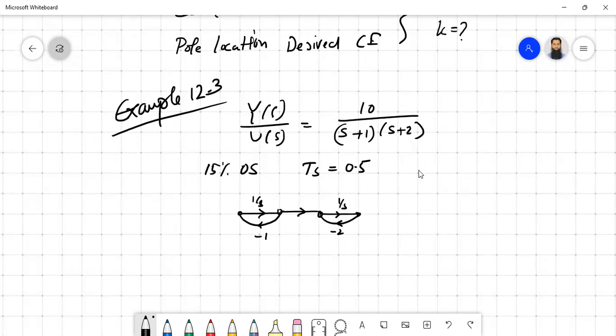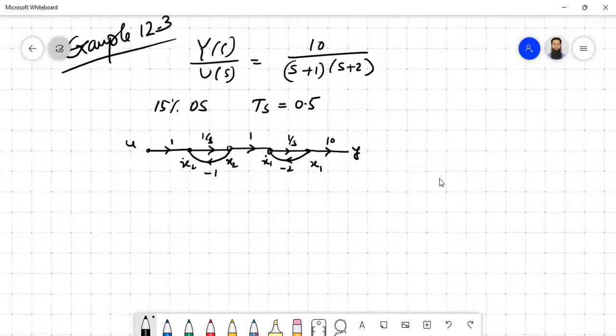Then the output is 10 times the first phase variable, so with a gain of 10 it goes to the output. And the input goes to the second state with a gain of 1. So this is your x1 and x1 dot, and this is your x2 and x2 dot. Now, based on this diagram, we can easily find the state space representation of the system.